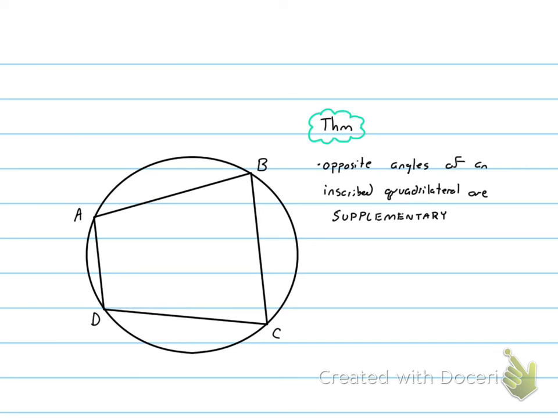If you have a situation like this, know that opposite angles of an inscribed quadrilateral are always going to be supplementary. So angle B plus angle D would add up to 180, and angle A plus angle C add up to 180. And those are the theorems that we're going to work with this section.